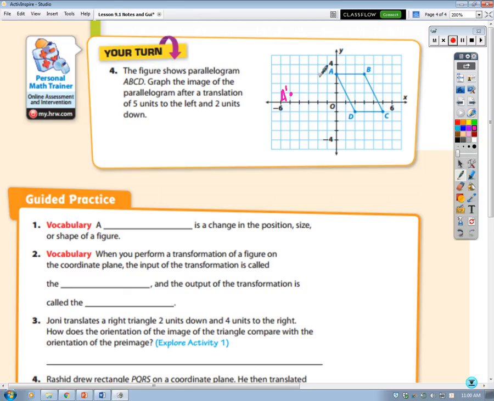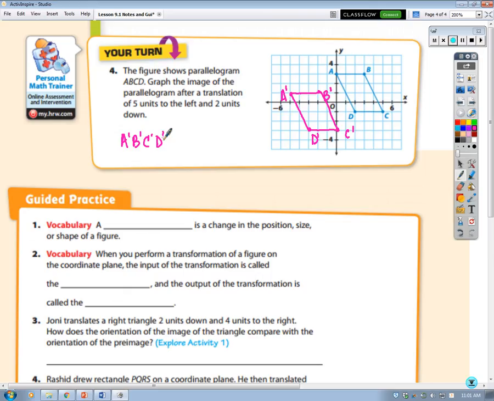1, 2, 3, 4, 5, and 1, 2 down. Now this is point B prime, we're using that little tick. For point D, 5 points over, 1, 2, 3, 4, 5, and 2 down. D prime. C, 1, 2, 3, 4, 5, and 1, 2 down. And this is C prime. Okay, so then I'm going to connect my points. And if I was to identify this, I would call this parallelogram A prime, B prime, C prime, D prime. And that would indicate that that is my transformed figure.